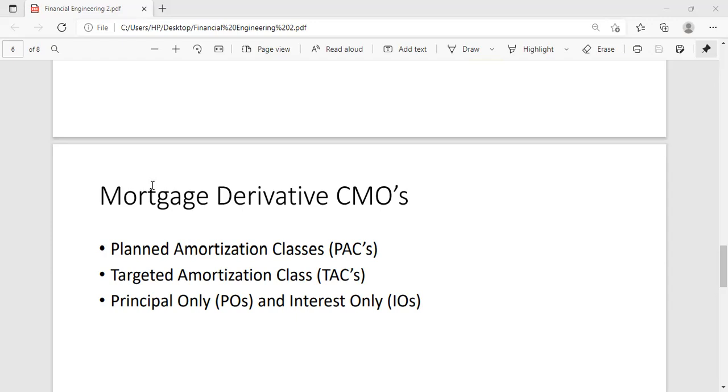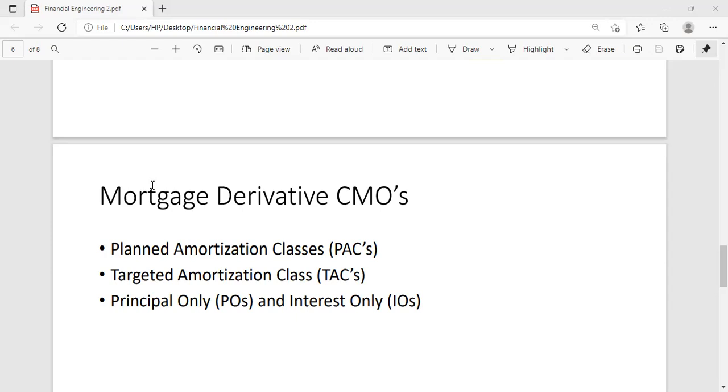Okay, this is the concept of target amortization class, and the concept of TAC and PAC is more or less the same. In either case, the investors receive a guaranteed or specific amount of principal. But there are some minor differences, and you should refer to my lecture to find out those minor differences and go through the text as well.